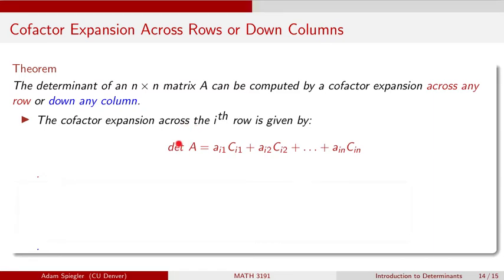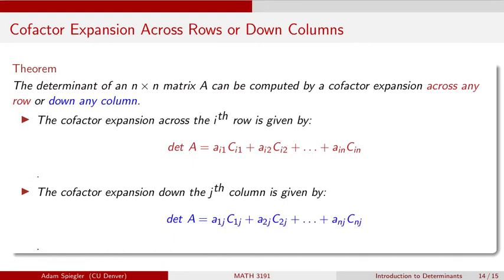What this theorem is stating, and I'm not going to prove this theorem in general, but on the next slide we'll verify that it's true, is that not only can I choose to go across any row of the matrix, I could choose to do a cofactor expansion down any column of the matrix as well. Formula-wise, I can calculate the determinant of matrix A using a cofactor expansion down the jth column of matrix A. For example, I have some matrix A. Here's the jth column of that matrix.